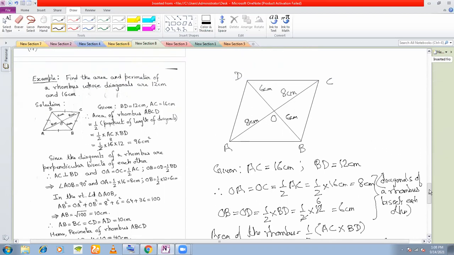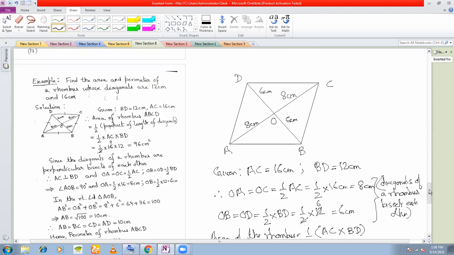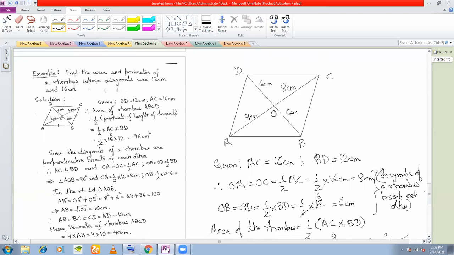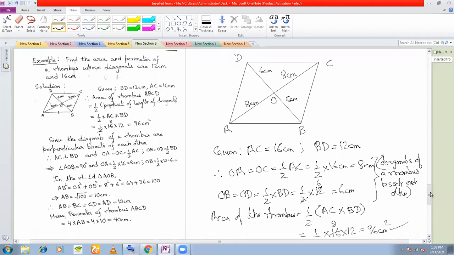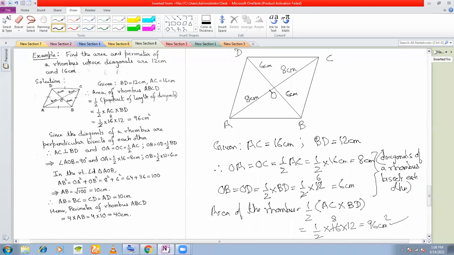Now the second one will carry more marks. That is the perimeter of the rhombus. Why? Because you will have to calculate each side of the rhombus. How will you calculate each side of the rhombus? You know that this angle is 90 degree. Why do you know this angle is 90 degree? Anyone?